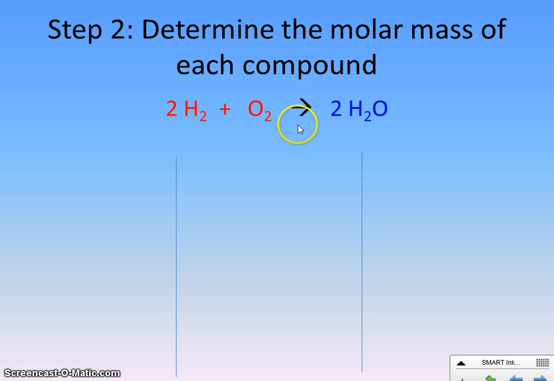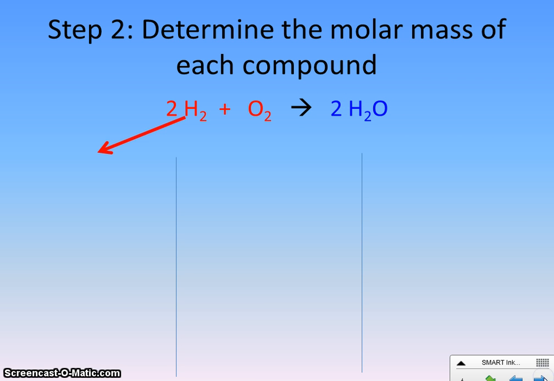Okay, second step is to determine the molar mass of each compound in that reaction. So I have split our reaction up into 2 colors. Red is our reactants here, and blue is our products. So we're going to break it up, and we're going to find the molar mass of 2H2, and then we're going to find the molar mass of O2, and then separately we'll find the molar mass of 2H2O.